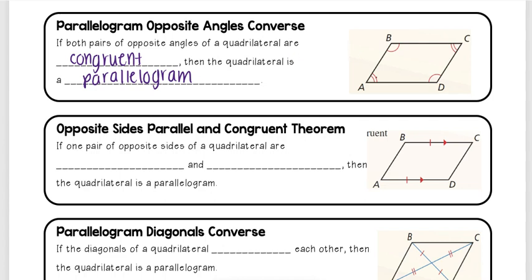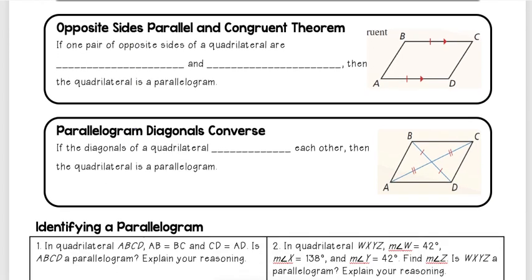Another way is if you actually see that the angles are equal to each other. So let's say angle A and angle C were 42 degrees and angle B and angle D were 138. Seeing that would also tell you that this is a parallelogram since those opposite angles are equal to each other.